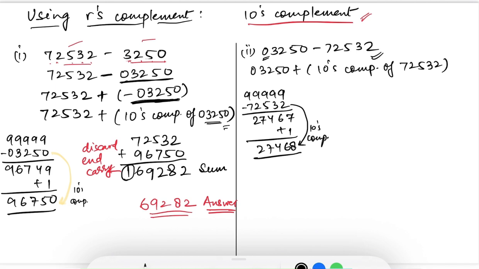Now add both the numbers: 03250 and 27468. Add these numbers: 30718. This is the sum. Now I noticed that there is no end carry generated. So when there is no end carry generated using the r's complement method for subtraction, it means that the sum is negative. Okay, when there is no end carry, that means the sum is negative.